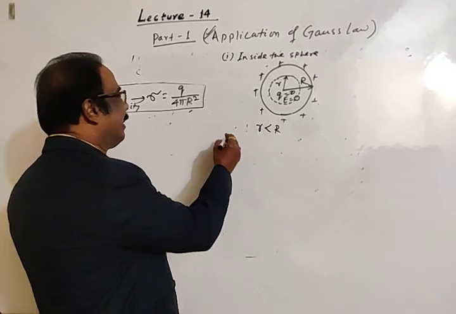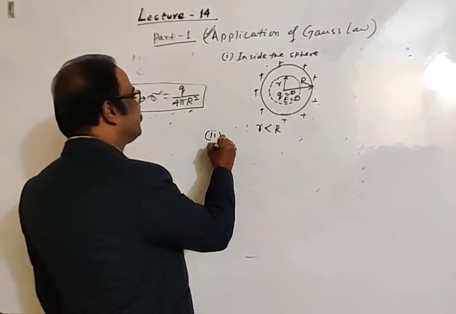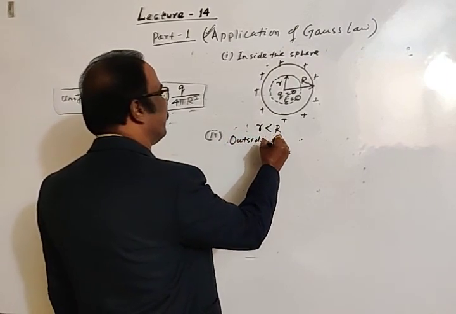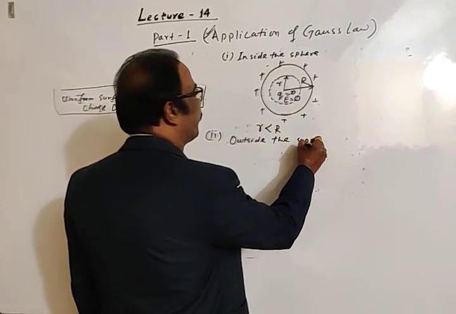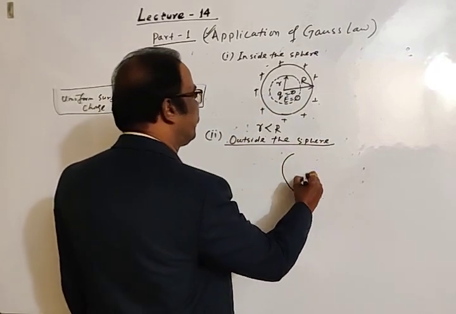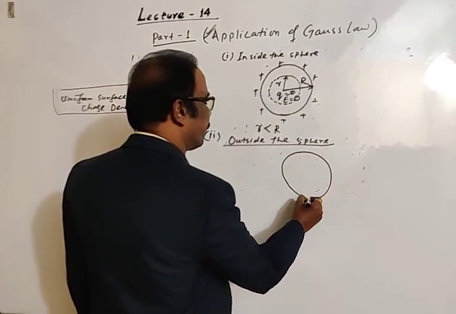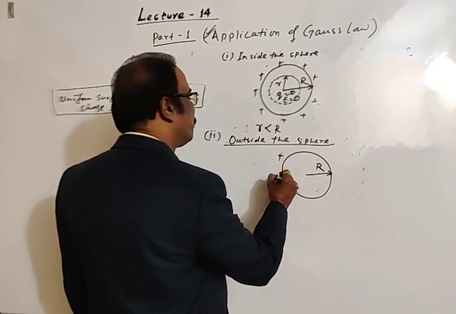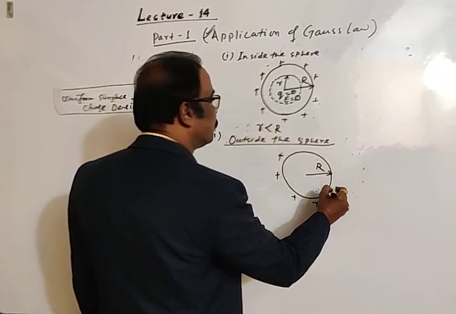Okay. Then, number 2, outside the sphere. Okay. This is our given sphere of radius R. Charge is distributed on the surface.